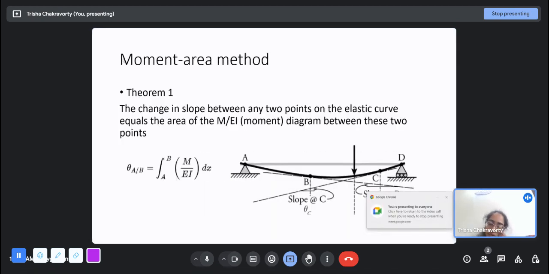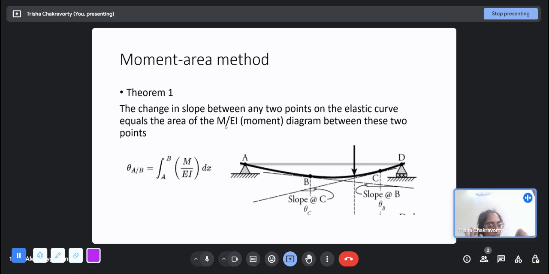So the change in slope between any two points on the elastic curve equals the area of the M by EI diagram between these two points. We can draw the bending moment diagram; M is basically the bending moment. If we are concerned about two points A and B, we take the moment diagram between A and B, and since Young's modulus and moment of inertia are generally constant, we can just divide the values by EI.